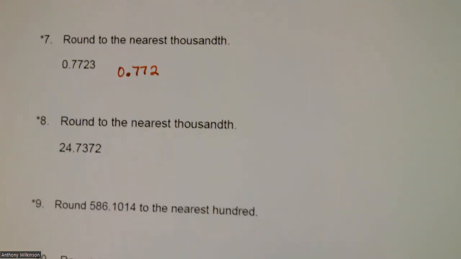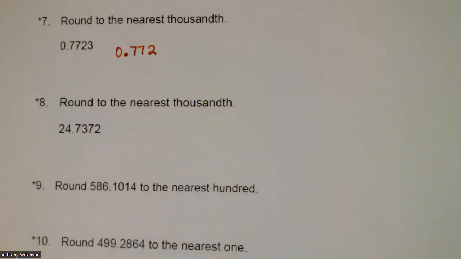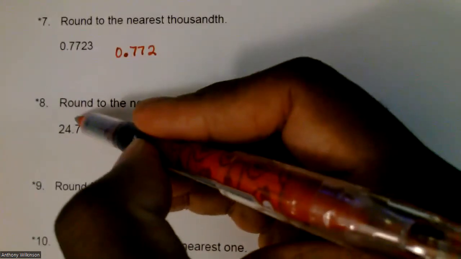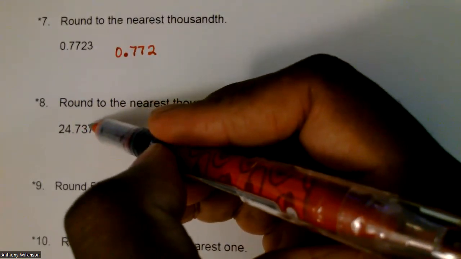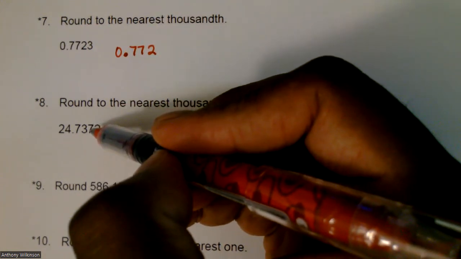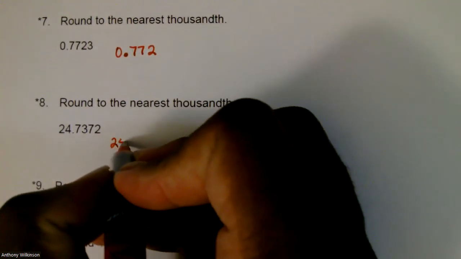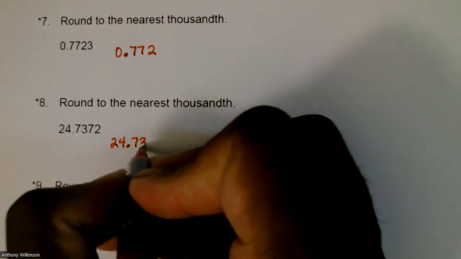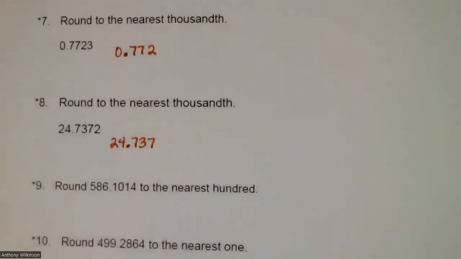All right, number 8. Again, we're going to round to the nearest thousandth. We got 24.7372. The digit in the thousandths place, well, here's the decimal point, tenths, hundredths, thousandths. That's a 7. To the right of that is 2. That's less than 5, so this 7 remains the same. So I'll have 24.737.